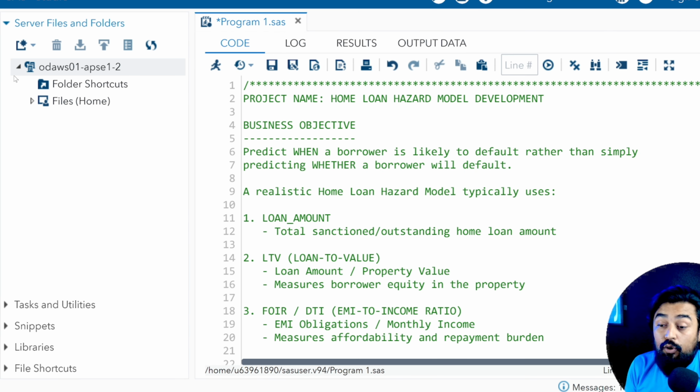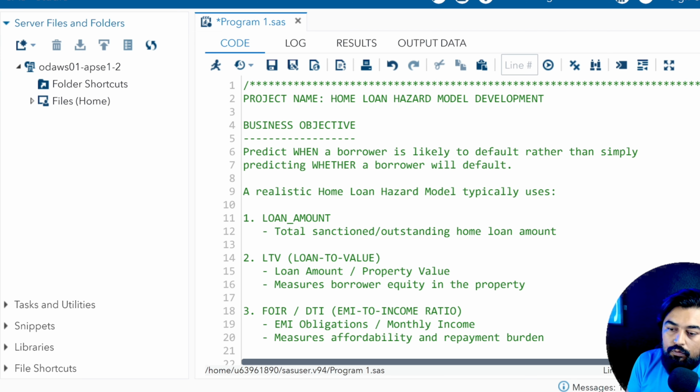Today we are going to build a home loan hazard model, which you can see on your screen. But before going into the code part, we will understand from scratch and on a very granular level the terms like hazard model, PD, so that you should be able to easily grasp this. And even if you are not from this background, let me try to break it down in a simple manner so that anybody can understand.